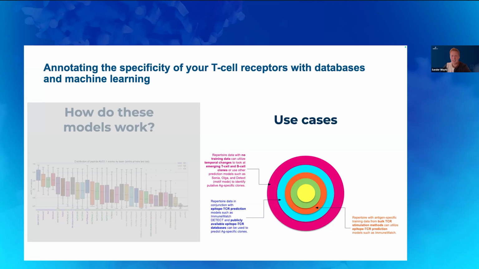But first, I want to have a quick check at the poll to see how many of you have already used T-cell epitope prediction models. And I see that around 70% have not used them, but some 30% have used similar models before. That's interesting to note.